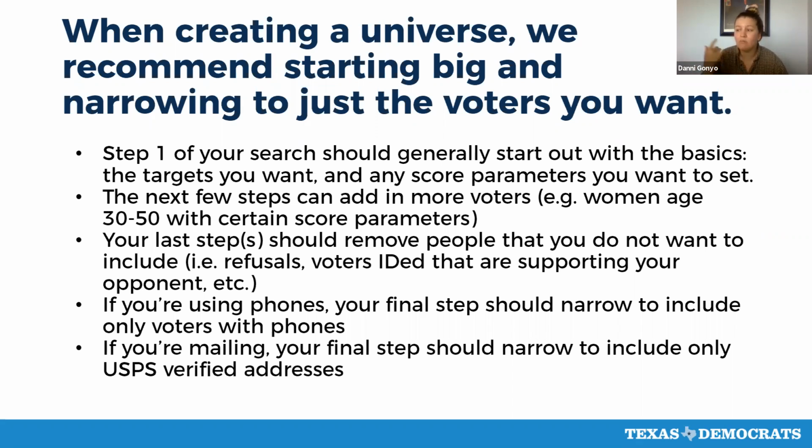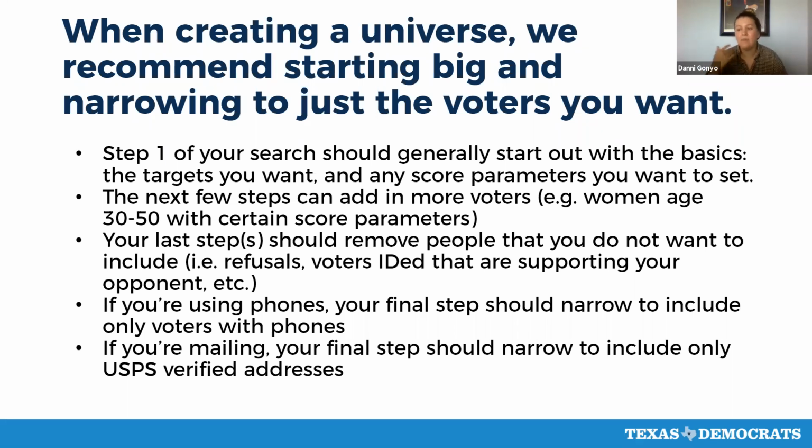And then your final steps, after you finish adding in all the voters that you might want, you can then go in and remove certain people. So for example, removing people who have been marked with a canvass result of refused, or removing people who were ID'd as supporting your opponent in the primary, or somebody who was ID'd as not wanting to volunteer. Whatever you want to do, that's where you'll remove people, at the end.